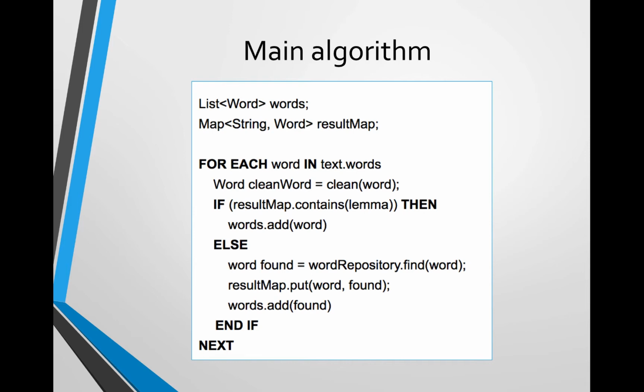Then we check against the result map, and the result map is a small cache, so it allows us to cache the results as we go along, and we don't have to go to the database again and search for the word. So if the result map contains the word, just add it to my final word list. If the word is not found, then go ahead and go to the database and try to find that word, then add it to the map, and then add it to the list. And then we just repeat this for every single word.